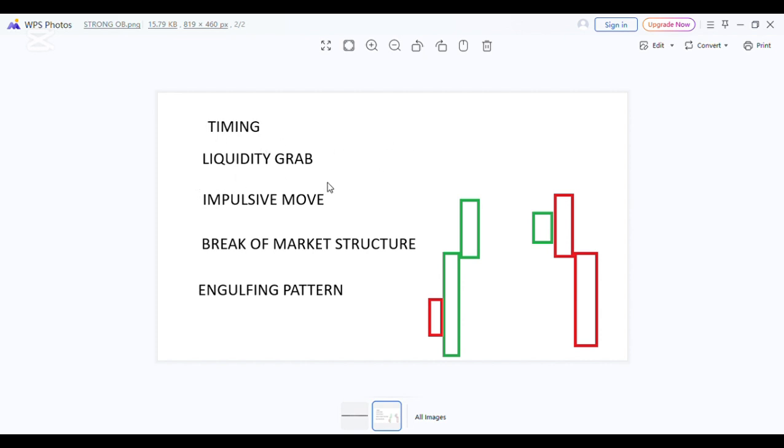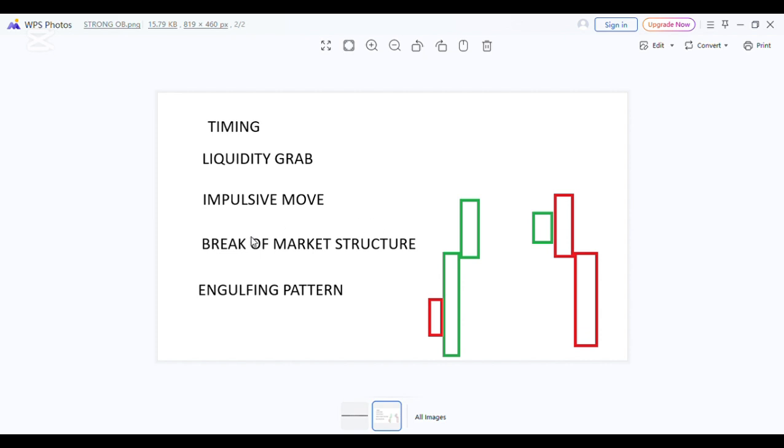The second is a liquidity grab. Liquidity is the energy of the market. Liquidity is the fuel of the market. Without liquidity, the markets will not move. So, for an order block to be categorized as a strong order block, it has to move to a liquidity zone, grab liquidity, and move impulsively away from that zone.